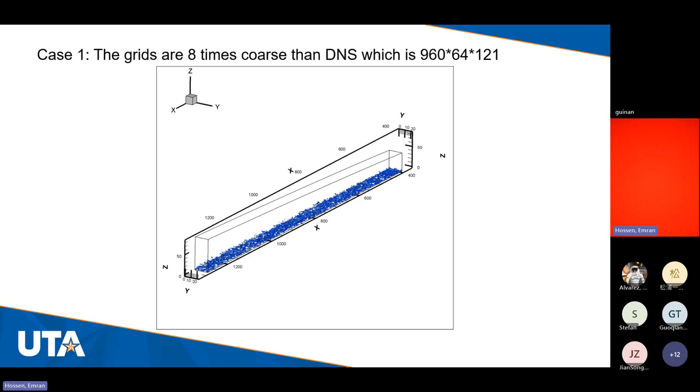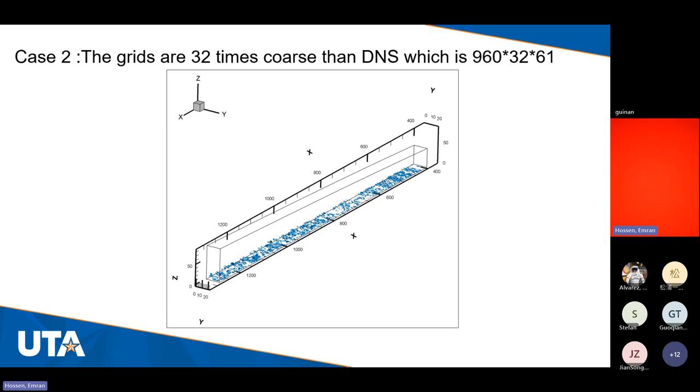For another LES case, we used grids that are 32 times coarser than DNS, which is 960 times 32 times 61. You can see that since we reduced the grid, the vortex structure became even smaller.